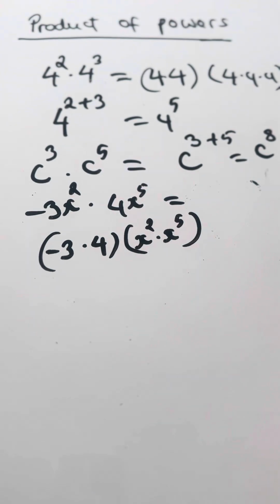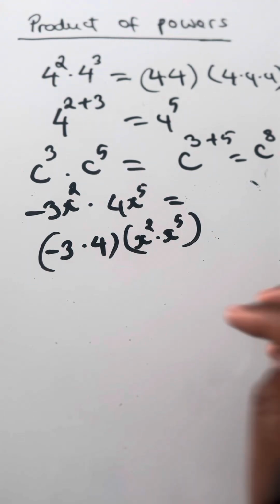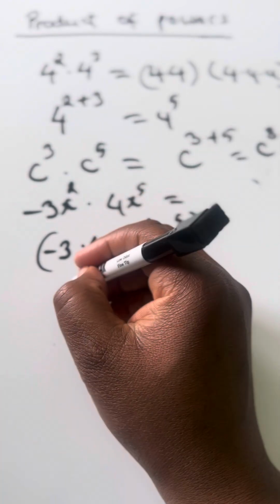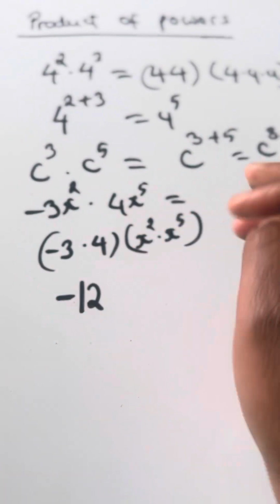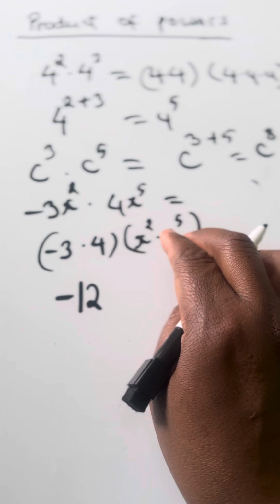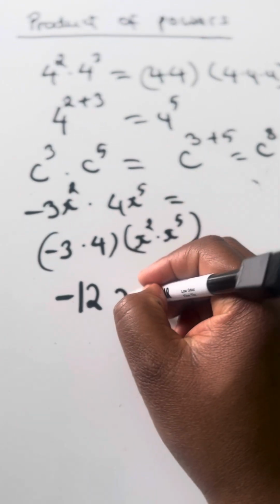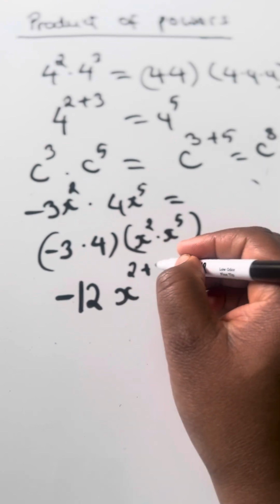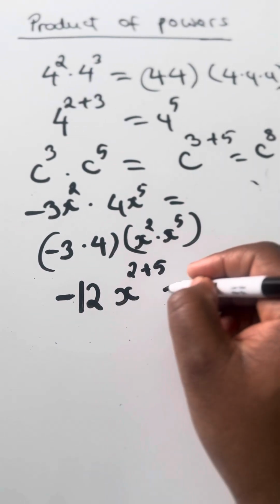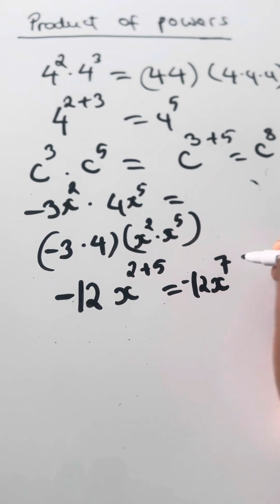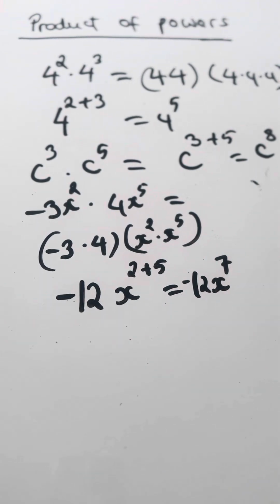Now here, what I can do is multiply the numbers, in this case, negative 3 and 4, which are two constants, so that's negative 12. And then I can add the exponents because the base is the same, which is x. So I have x to the power of 2 plus 5, and this is negative 12x to the 7th power. That will be a simplified form.